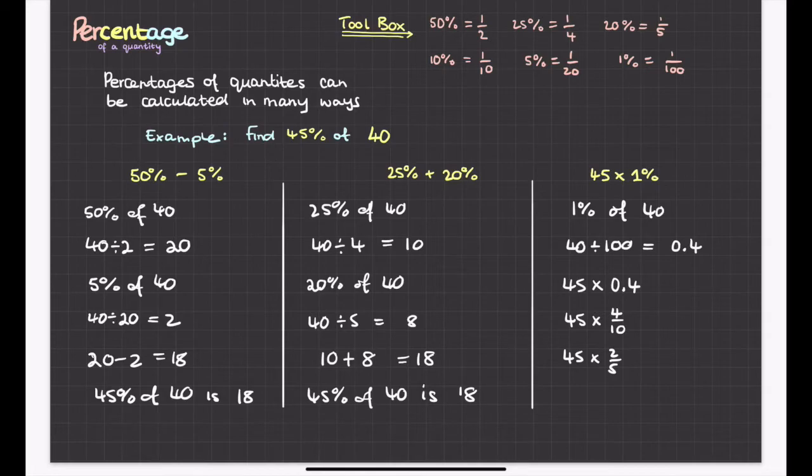Let's do 45 divided by 5 is 9, and we need to have 2/5. So if I divide 45 by 5, I get 1/5. I want 2/5, so I need to multiply it by 2, and that gives me 18. So again, 45% of 40 is 18. So lots of ways of doing it. I'm sure you can find more ways as well.